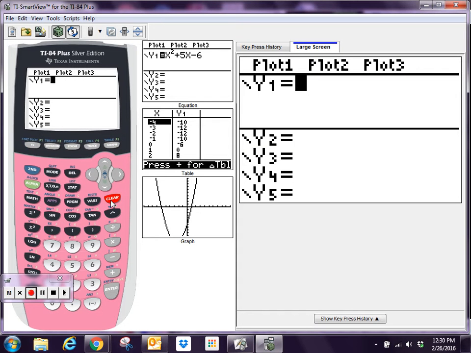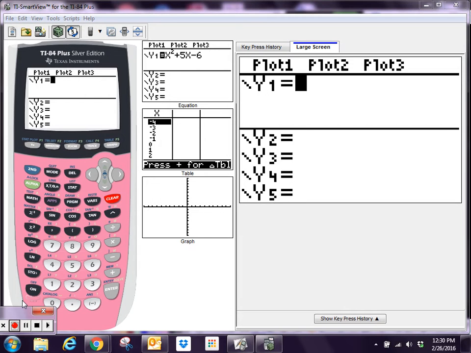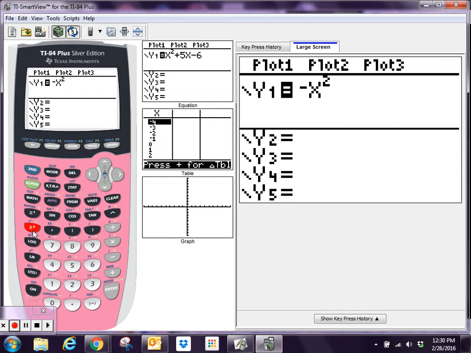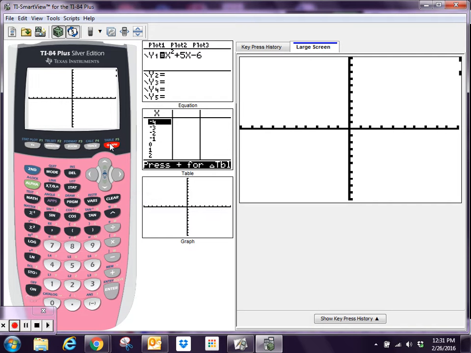If there's anything in there, clear it out. And then you're going to type this equation in, and make sure you type it in like you read it. So if you read that as a negative x squared, make sure you type in negative x squared. And then it is plus 4x minus 1. Make sure you type in minus 1. That's the way you read it. And then hit graph.